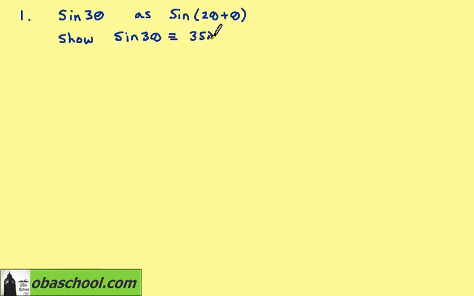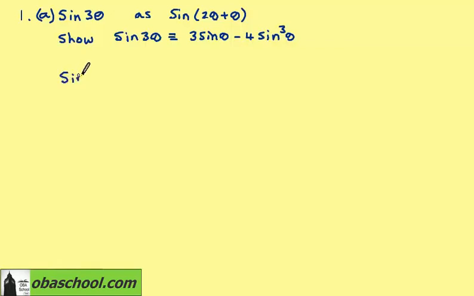In question 1, we're told to start with sine 3 theta, and by writing it as sine of 2 theta plus theta, to prove the identity that sine 3 theta is identical to 3 times the sine of theta, take away 4 times sine cubed theta. This is part A.